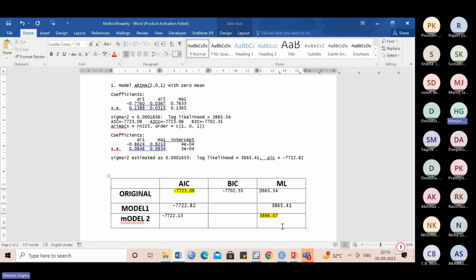So mostly we go with AIC and BIC. If BIC values are also given, I'll tell you how to come up with the BIC values. If BIC values are there, we will compare AIC, BIC, and maximum likelihood. Of these three criteria, whatever two criteria are saying, we will go with that. If BIC is also saying original is the best model, I'll go with this. But if BIC says model 2 is the best model and ML is saying model 2 is the best model, I'll go with this. So you have to make a table, compare it, and try to create at least 10 models. Because I cannot judge anything by taking only one model.